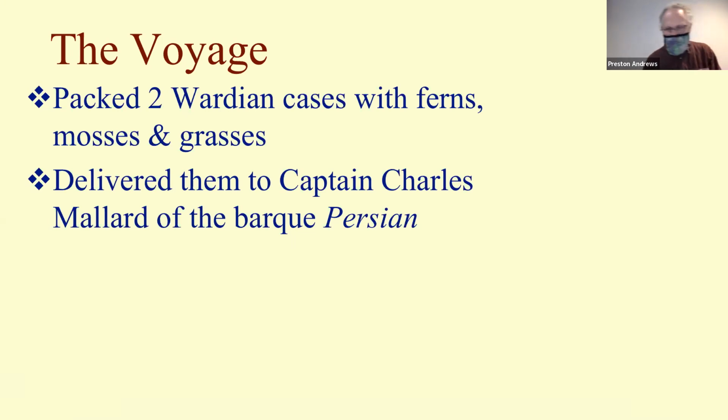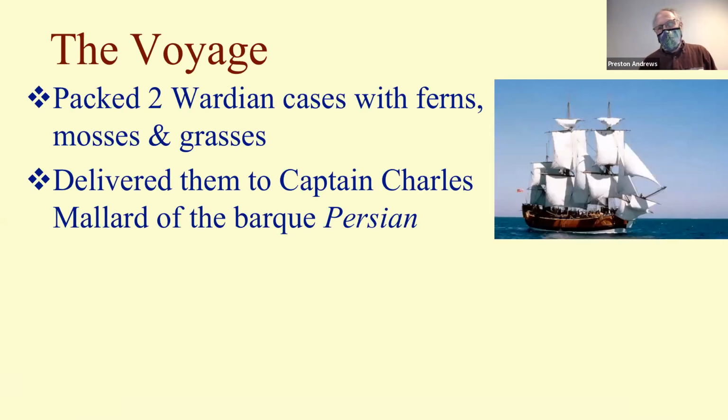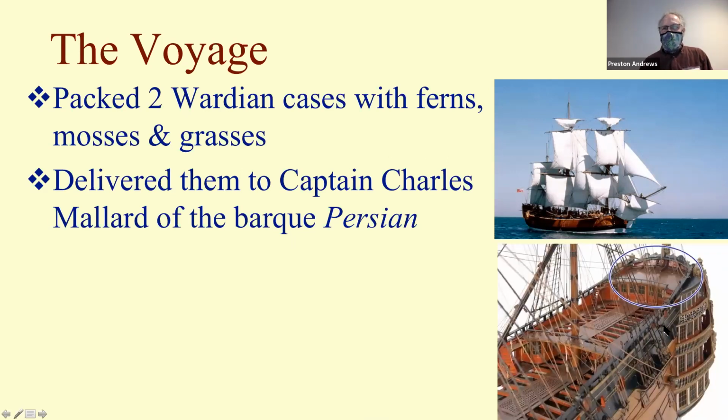So in July, and this is kind of what a bark might look like, and this happens to be a replica of the Endeavour, but there were some like that. And in those days, all of the plants in these cases that were traveling around the world were placed on the rear deck, what's called the poop deck in sailing jargon. And that's, as you can see, definitely exposed to all the elements on the stern of the ship.